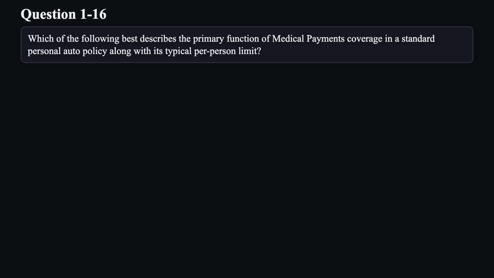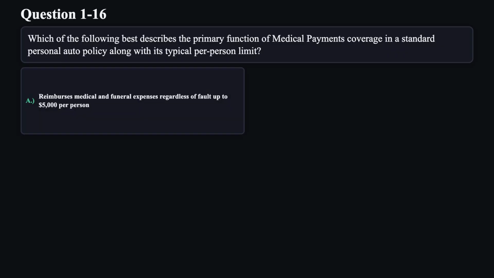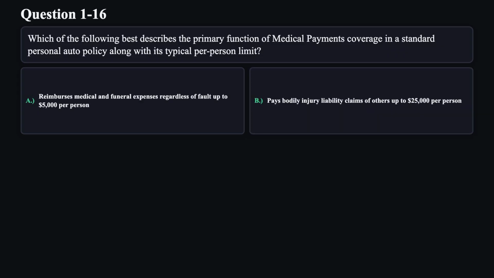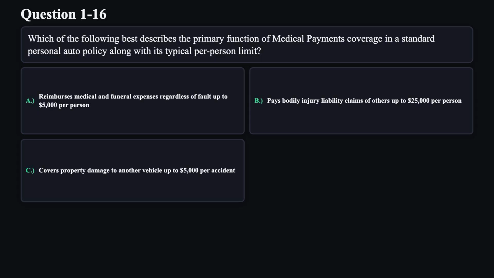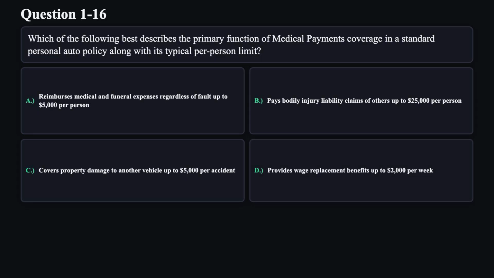Question 16. Which of the following best describes the primary function of medical payments coverage in a standard personal auto policy, along with its typical per-person limit? A. Reimburses medical and funeral expenses, regardless of fault, up to $5,000 per person. B. Pays bodily injury liability claims of others up to $25,000 per person. C. Covers property damage to another vehicle up to $5,000 per accident. D. Provides wage replacement benefits up to $2,000 per week.